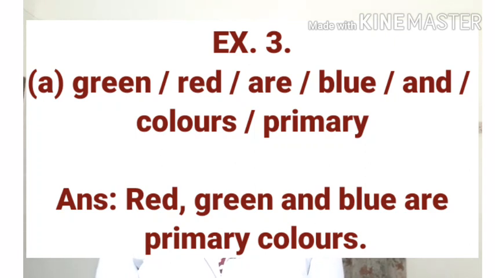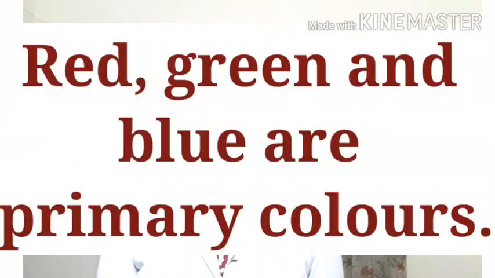Green, red, are, blue and colors primary. How will you make it a complete sentence? Red, comma, green, comma and blue are primary colors. That's how you make it a complete sentence. Now here, which is the subject in that sentence? Just look at the sentence once more. Red, green and blue are primary colors.